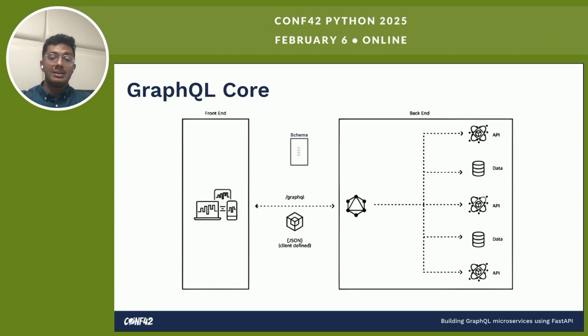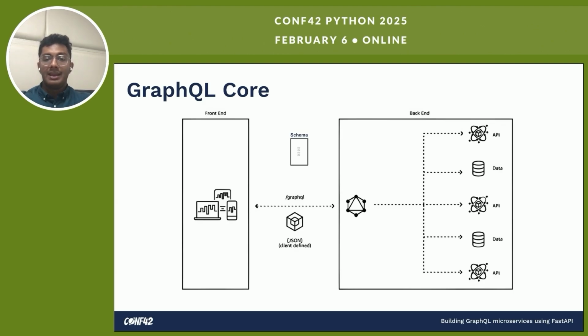Before processing a request, GraphQL checks the schema. The schema is a blueprint that defines available data types and relationships. This schema acts as a contract between the front end and the back end, ensuring the requests are valid.